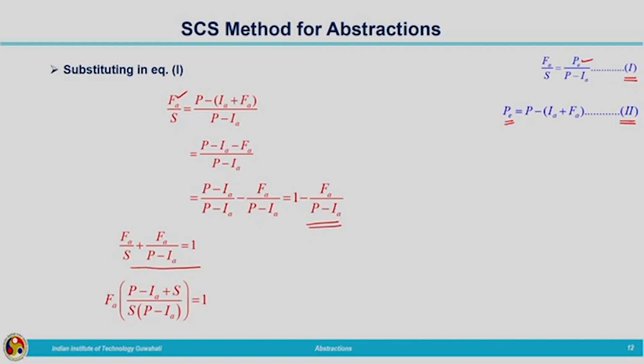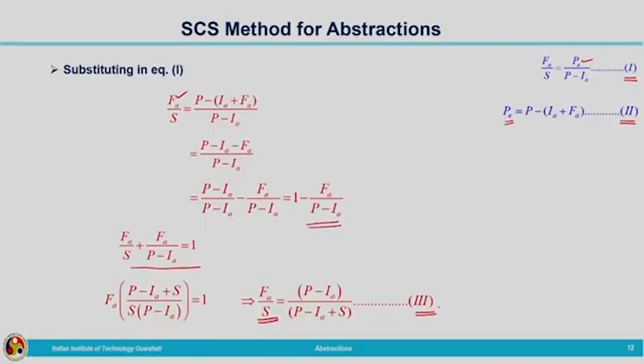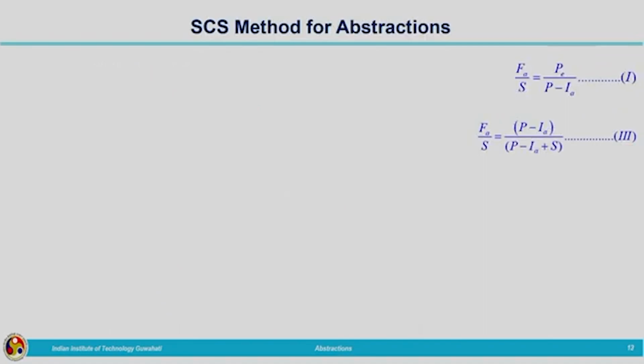So, from this we can get the ratio of Fa divided by S is equal to P minus Ia divided by P minus Ia plus S. So, from this equation, by making use of the continuity principle, we have found an expression corresponding to the ratio Fa divided by S, that is the actual ratio of the actual retention to the potential retention. So, let that equation be equation number 3. So, we are having two equations.